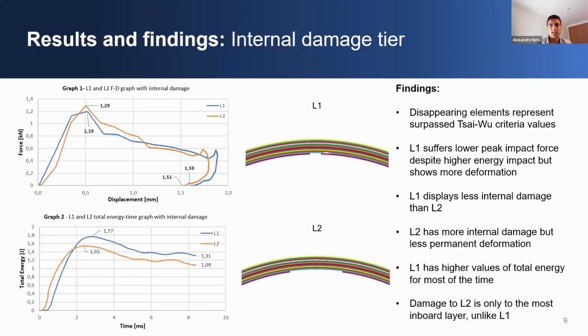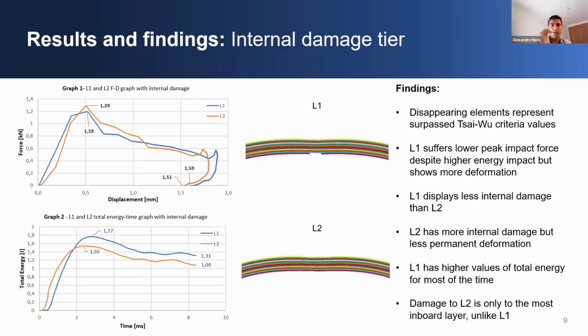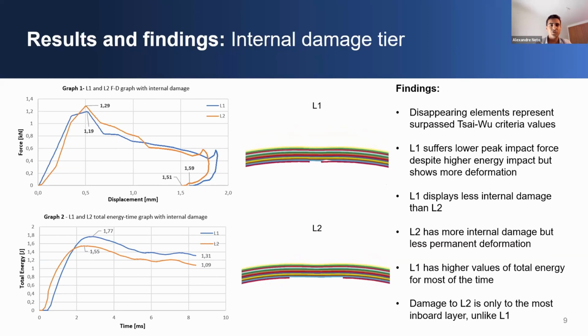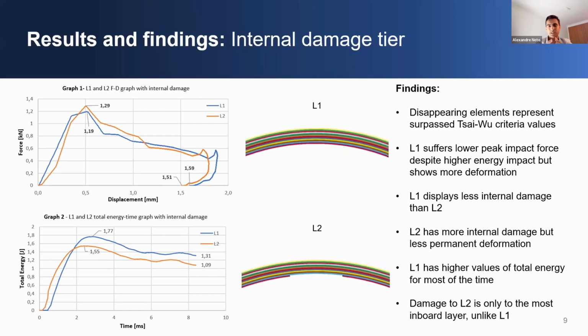Okay, so starting with the internal damage tier, where we have firstly the force times displacement graph up top for both layups, and then below the total energy, meaning kinetic plus internal, varying with time. On the center, more or less, we will have the tube behavior during impacts, and on the right, the key findings. This logic will be used to analyze the three tiers. So this tier, firstly, I want to say that the disappearing elements you may see signified surpassed criteria values, meaning that the part has permanent damage when that occurs.